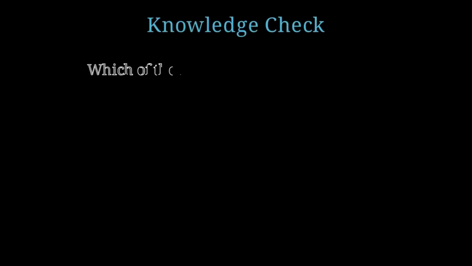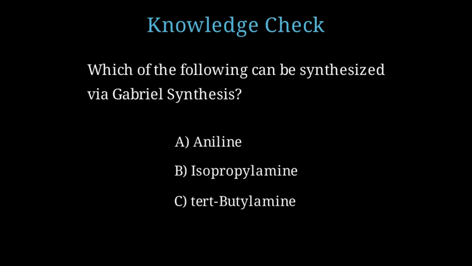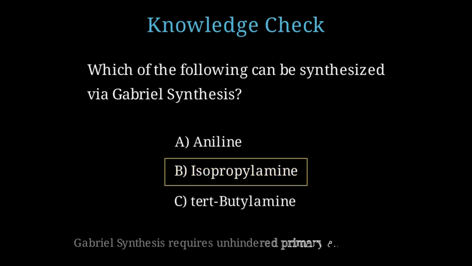Quick check, which can we make? Aniline is an arylamine, no, and tert-butylamine comes from a tertiary halide, no. Isopropylamine is possible, though yield may be lower, making B the only viable answer among these choices.